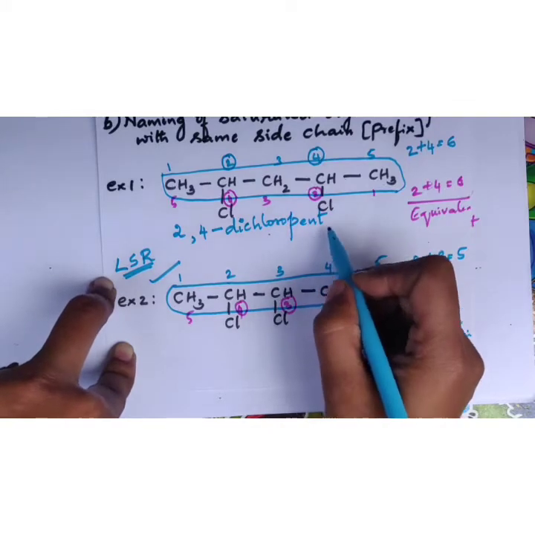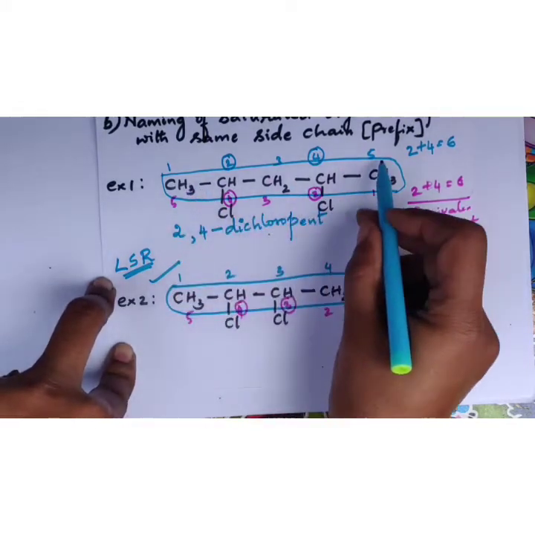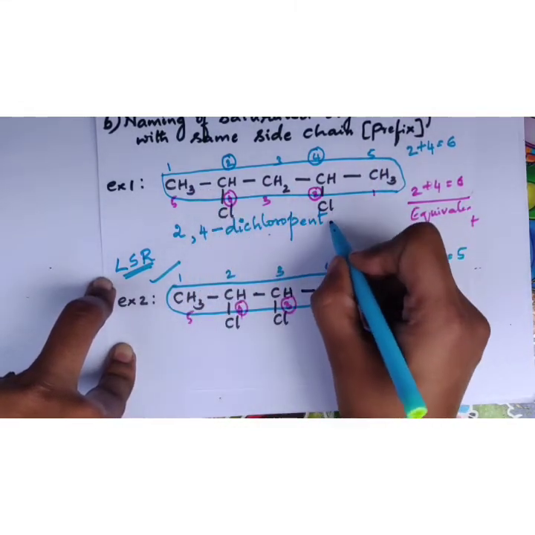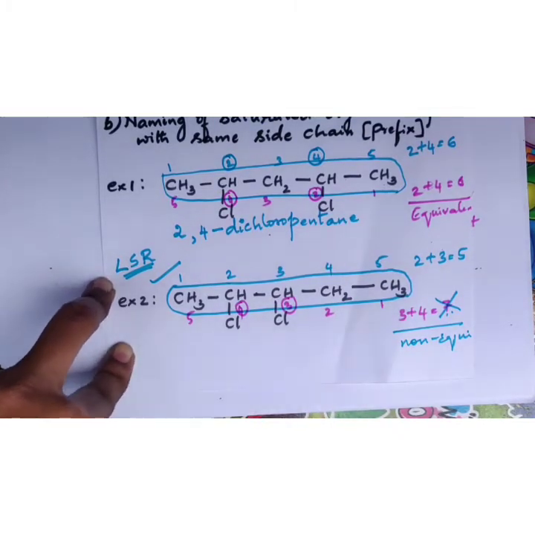Next we have to go to the primary suffix. Primary suffix is nothing but whether it is saturated or unsaturated. So completely the parent chain is made up of single bond. So we are going to write 2, 4 dichloropentane. Let me go to the second example here.